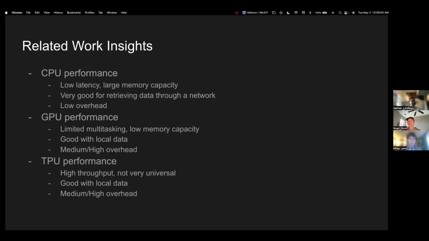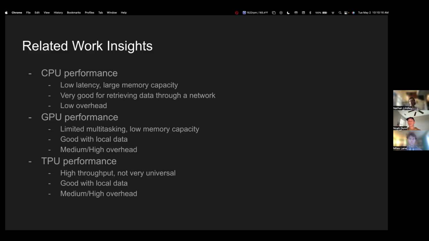So the next processor is the GPU. They can perform orders of magnitude better than CPUs in certain cases. However, they have limited multitasking capabilities and low memory, and can incur overhead when completing computations that are not optimized. So, different from the CPU, GPUs are very quick when using local data, but they're easily outperformed by CPUs when they have to retrieve data from a distance, again similar to our project.